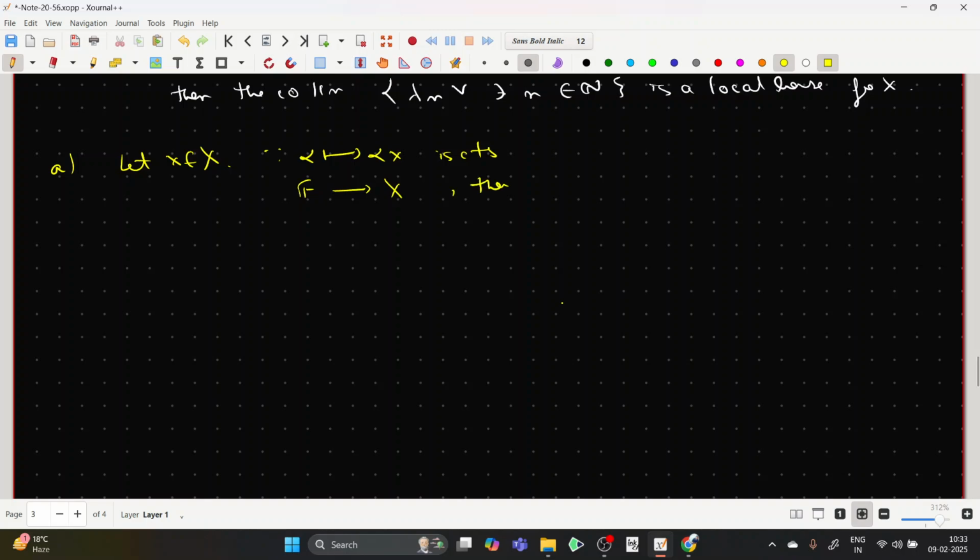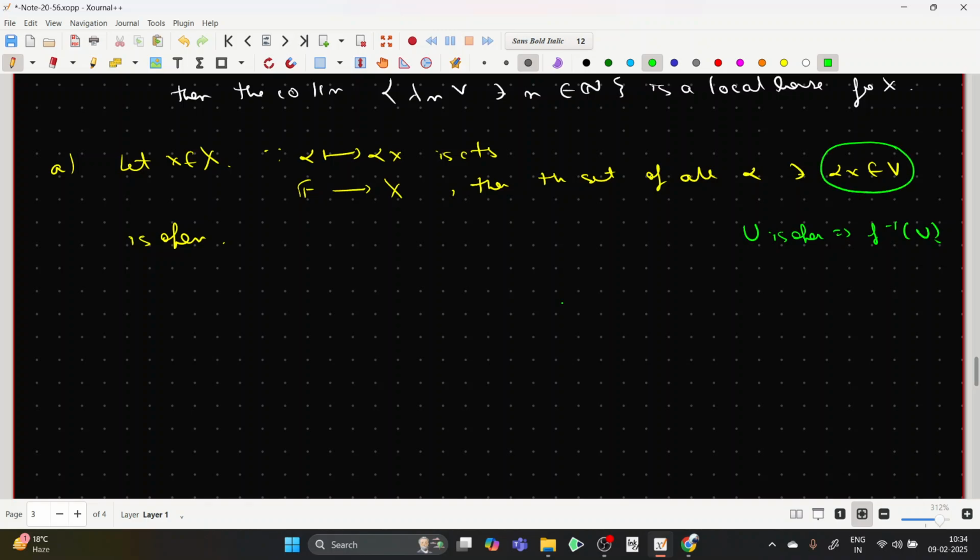Then the set of all alpha such that alpha x is in V is open. Why is it so? Recall the elementary topological definition of continuity. U is open implies F inverse of U is open. So if I choose the inverse image of this set via this map, it will give me exactly the set of all these scalars alpha. V is open, right? And this map is continuous, right?